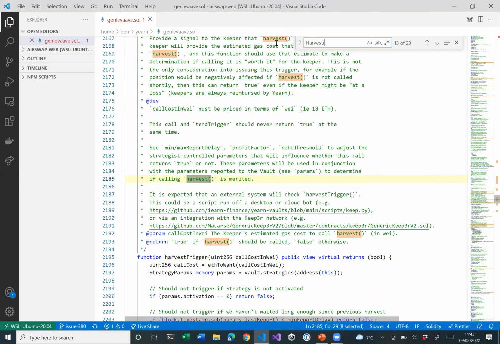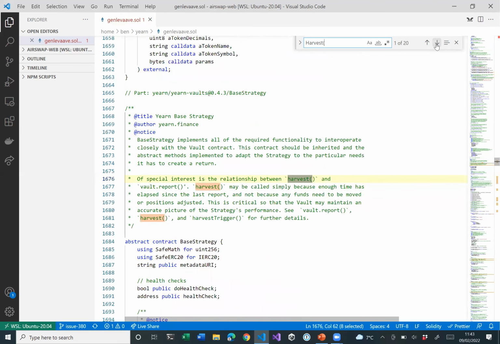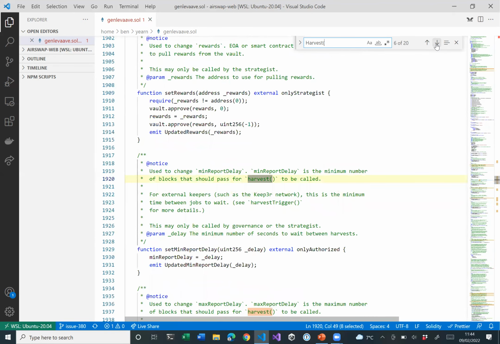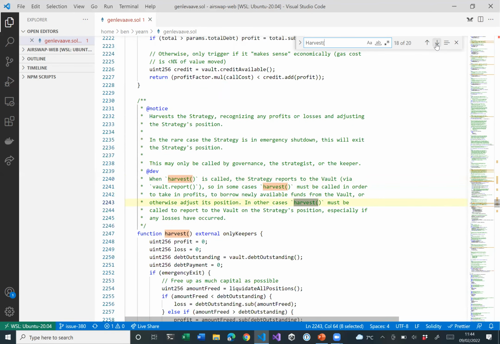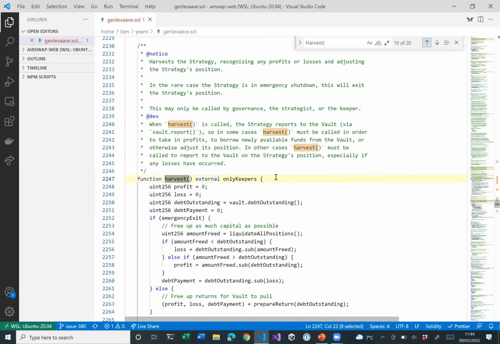Quite a few comments. So that is within base strategy. I can't see it in there, because strategy only starts at line 2750. The last one's here. It's only called once in here.